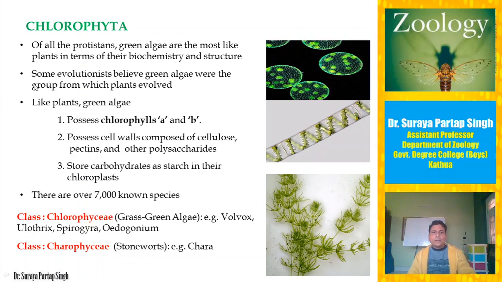So Chlorophyta are most like plants. They have chlorophyll A and B as major pigments. Their cell wall is composed of cellulose and the stored food product is starch. There are about 7,000 known species, and it is divided into two classes. One class is Chlorophyceae and the second class is Charophyceae. Chlorophyceae key examples are Volvox, Ulothrix, Spirogyra, and Oedogonium. And among the members of Charophyceae, the most common example is Chara.